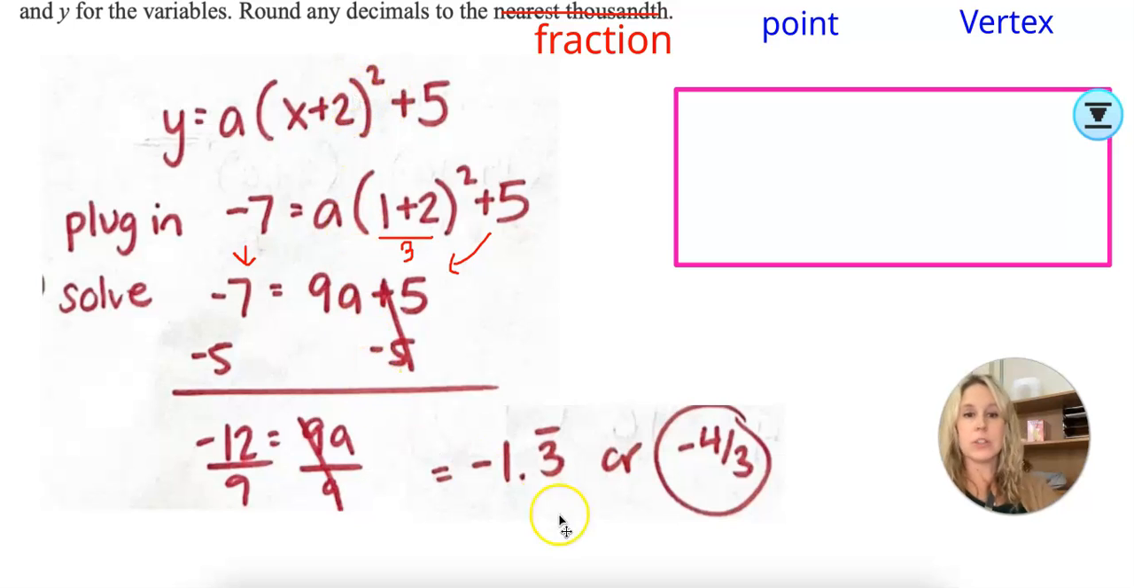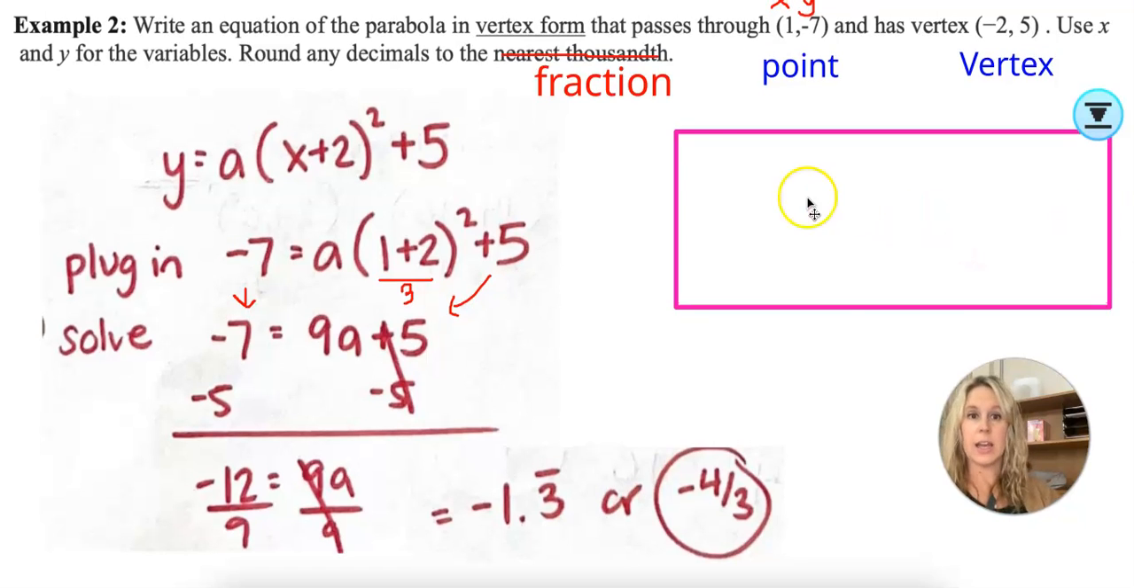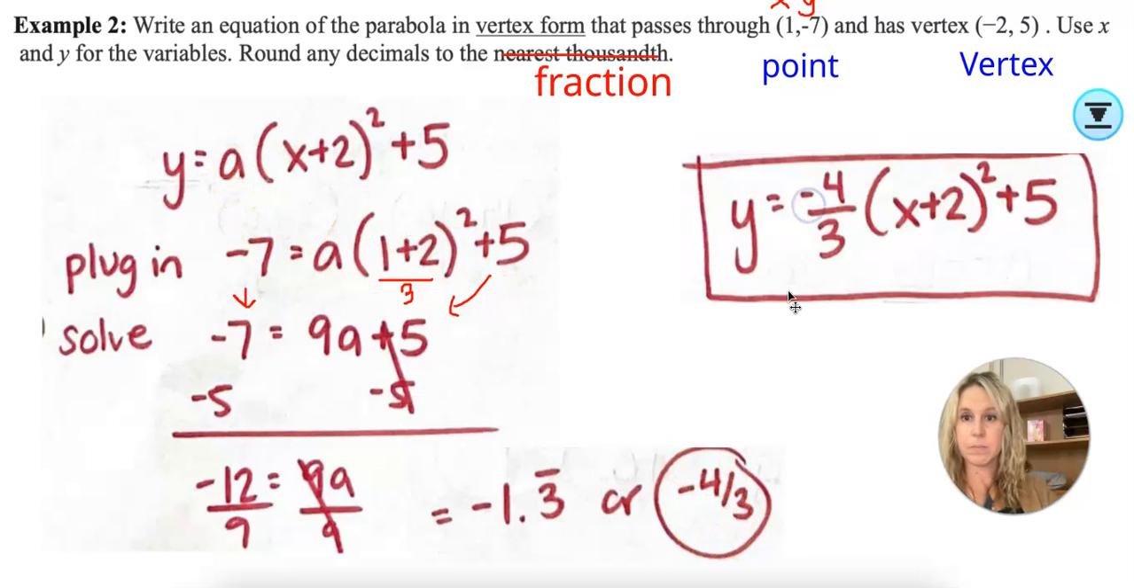So all of that was just to solve for your a value in front. And our question said write an equation. And so I'm going to take this original equation, put negative 4/3 in the front, and then I am done. So our final answer would be y equals negative 4/3 for my a, and then x plus 2 squared plus 5. And that's how you write the equation of something in vertex form.